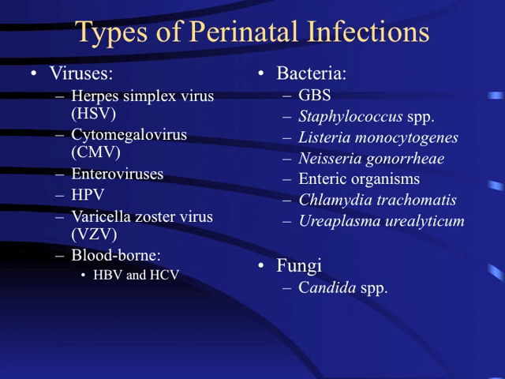Some other common ones are staph species. Listeria monocytogenes is for some reason one that they love to ask and test in the boards, but it's basically maybe one case a year or every 2 years. It's very rare. We do see a few cases of Neisseria gonorrhea and Chlamydia trachomatis, especially ocular infections that need to be treated appropriately, and then some Candida infections.